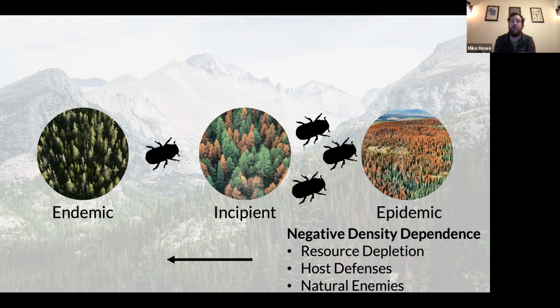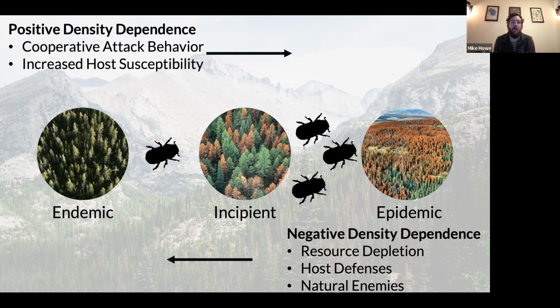So beetles can only use a tree for a single generation, and then that tree is removed as a suitable resource from the landscape. Secondly, host defenses. Trees are equipped with strong allelochemical and resin defenses that beetles generally cannot overcome unless they are at high population densities. And then also natural enemies, which serve as a control more so for smaller populations.